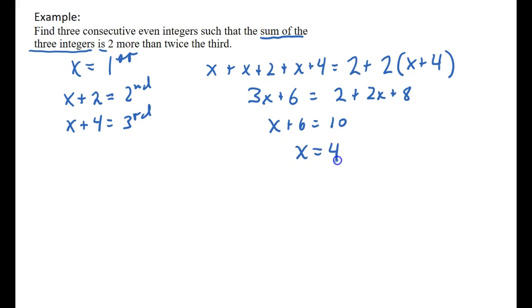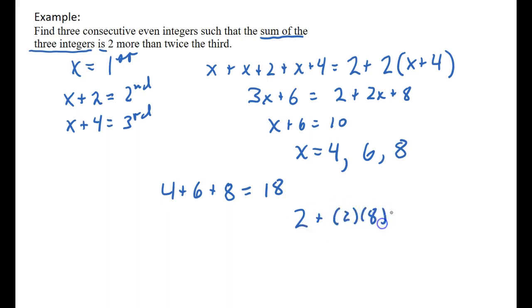So x equals 4. That means my first number is 4, my second number is 6, and my third number is 8. If I add all those up, is it 2 more than twice 8? Well, let's see. 4 plus 6 plus 8 is 18, and that is 2 more than twice the third number.